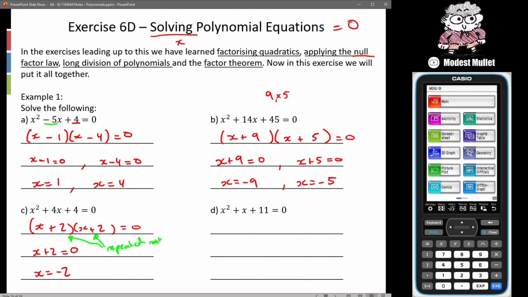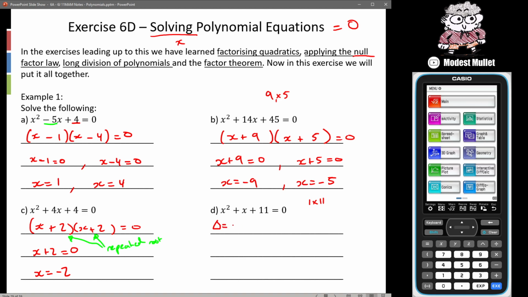Rightio, this fourth one, x squared plus x plus 11 is equal to 0. Now 11 is a prime number, so the only way to make that is 1 times 11. Now there's no way I can turn 1 plus 11 into a single 1 there for that x, so this straight away screams I can't do it with inspection. I need to either do it completing the square or use the quadratic formula.